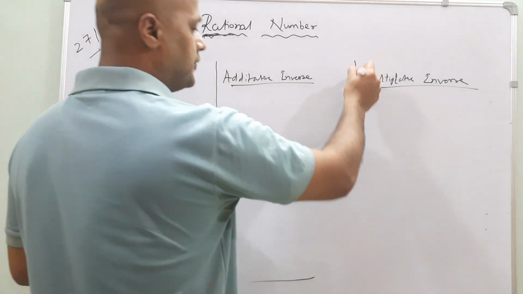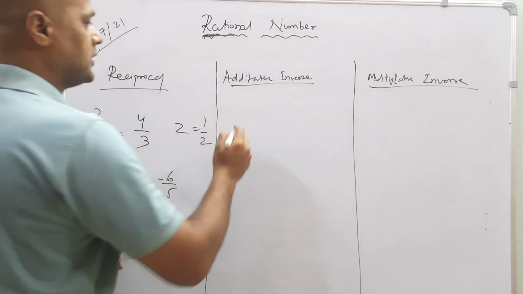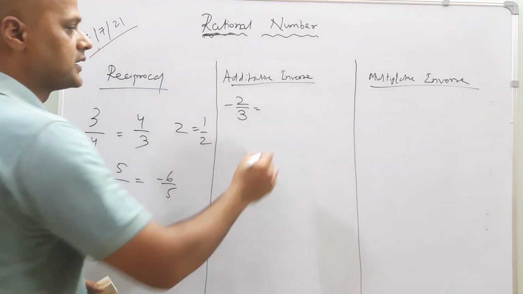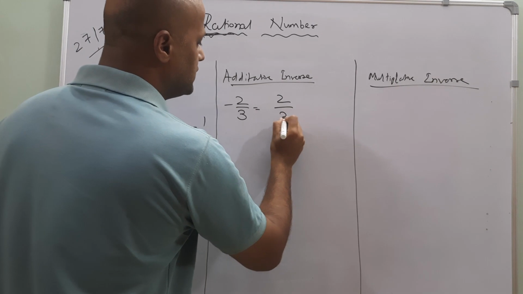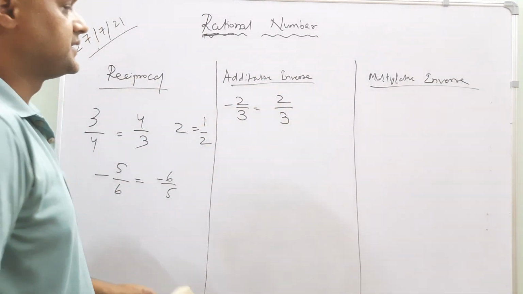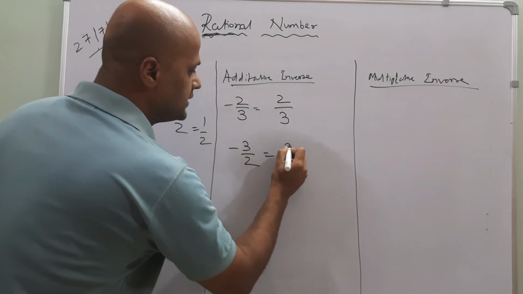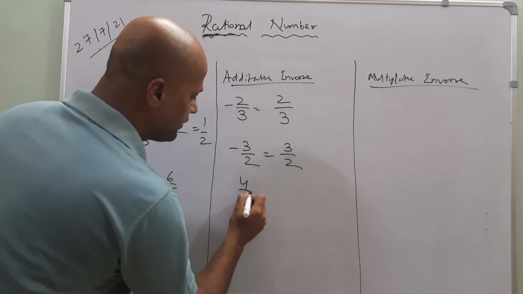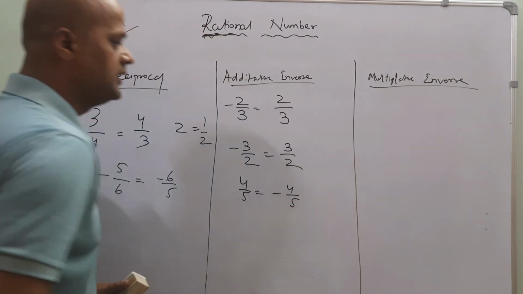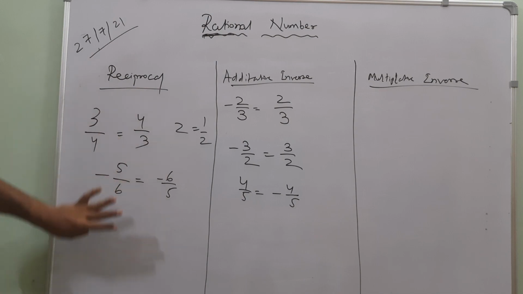Then what is the meaning of additive inverse? I will show it with examples. Minus 2 by 3 is there. What is the additive inverse of minus 2 by 3? The answer is 2 by 3. Only the sign will be changed and the fraction will be as it is. If it is minus 3 by 2, the answer is 3 by 2. If it is 4 by 5, the sign is plus, so it will become minus 4 by 5. So this is the meaning of additive inverse, and the reciprocal is like this.